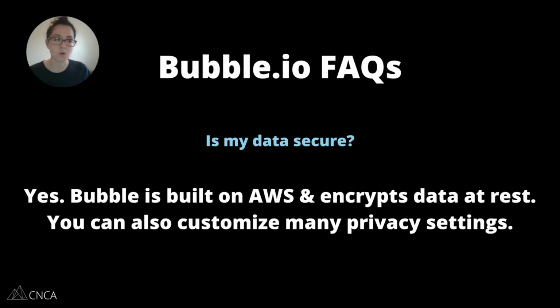Is my data secure? Yes, it is. Bubble is built on AWS, Amazon Web Services, and it encrypts your data at rest, which is just a fancy way of saying that there is encryption happening so that if you're not authorized to access the data, you will not be able to get to it. And Amazon's web servers power a lot of the biggest websites in the world, and Bubble's security detail page on their website actually goes into this in much more depth. I do encourage you to take a look at that if you're looking for very specific security requirements for your application.